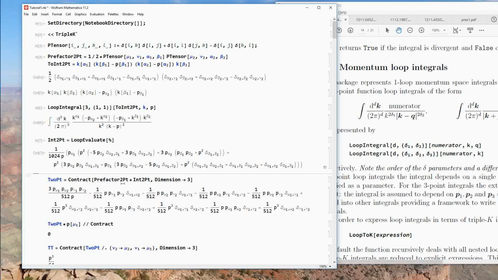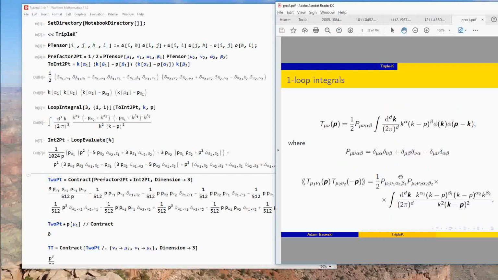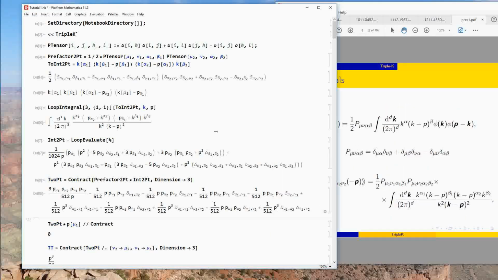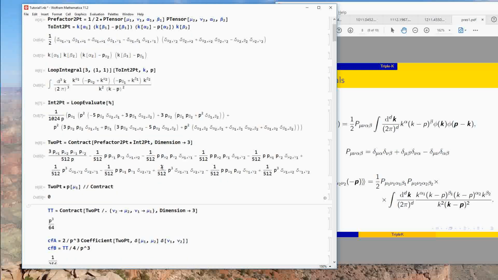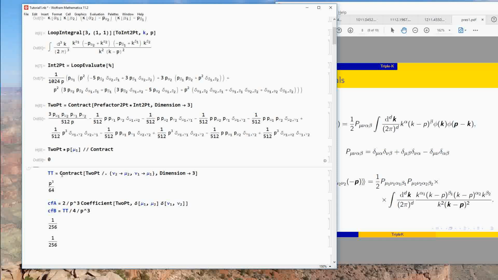So first we contract with our prefactor. This. And now we can do various checks. So first of all, this should be our 2-point function of stress tensor. So it should be transverse. So if we contract it with external momentum, this should give us 0. And indeed it is 0. And we can also take trace of this expression. And when you take trace, we got this result.